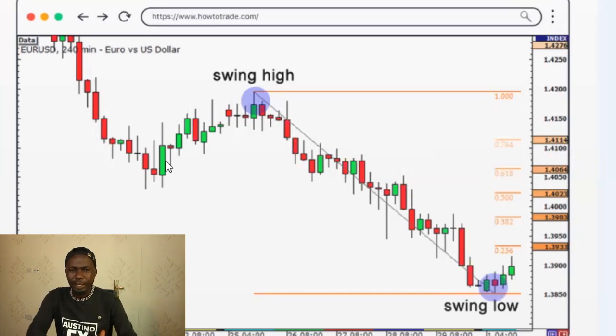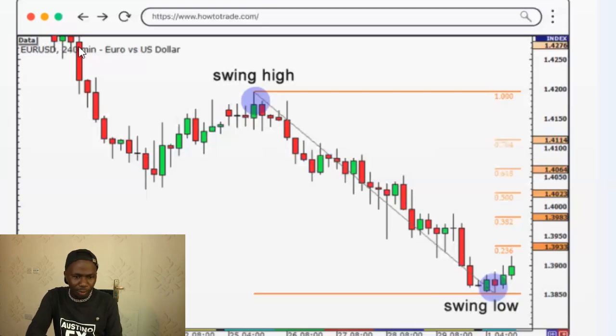So now if the market is clearly in a downtrend, all you are going to do is to connect the Fibonacci level from the highs to the low and extend it to your right, just the opposite of an uptrend, right? Because in an uptrend we connect from the lows to the highs and extend it to the right, but in a downtrend we connect from the highs to the lows and extend it to the right.